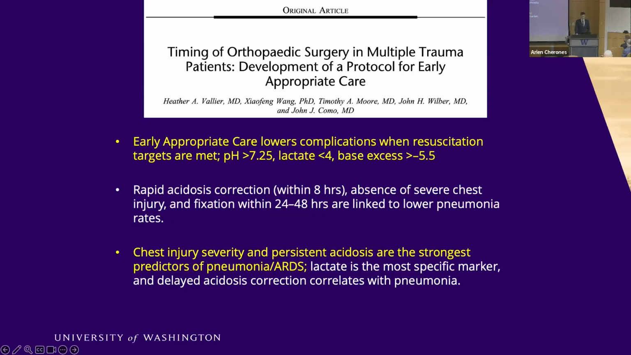Again, these targets were a pH greater than 7.25, a lactate less than 4, and a base excess greater than negative 5.5. They found that rapid acidosis correction within 8 hours, the absence of severe chest injury, and fixation within 24 to 48 hours are linked to lower pneumonia rates, and that chest injury severity and persistent acidosis are the strongest predictors of pneumonia and ARDS. Lactate seems to be the most specific marker, and delayed acidosis correction correlates with pneumonia.